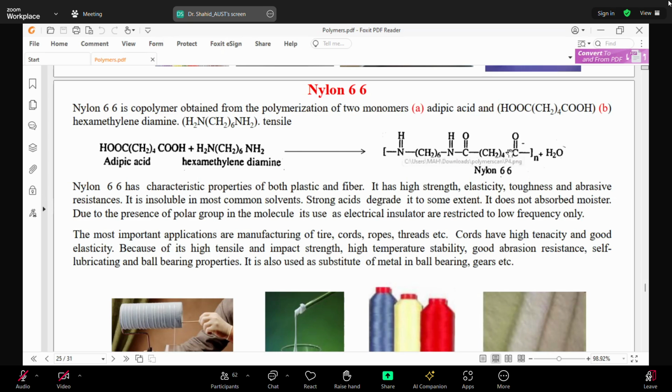Okay, this is the complete reaction. Adipic acid reacts with hexamethylene diamine to form nylon 66 plus water. It's a condensation polymer. Do you remember condensation polymerization? Can you tell me the definition of condensation polymerization? Polycondensation. Please respond. I already discussed condensation polymerization in my previous class. Any student respond, please.